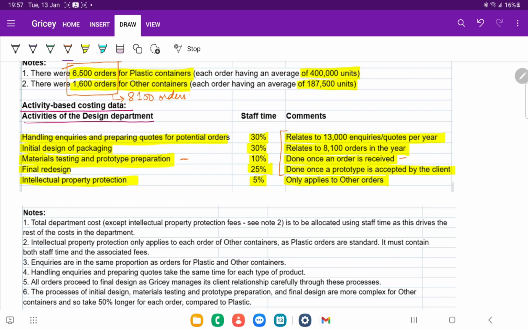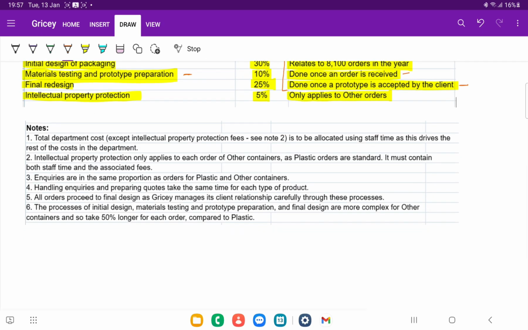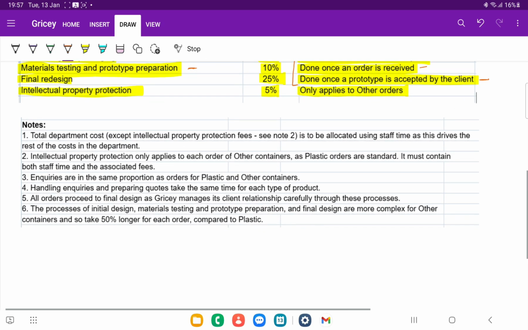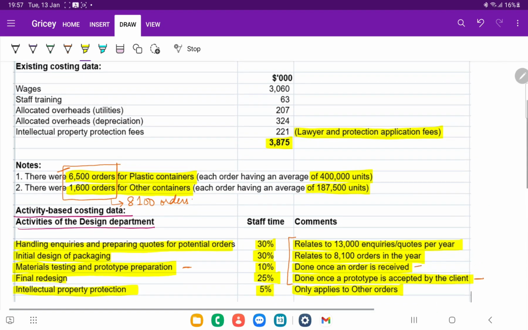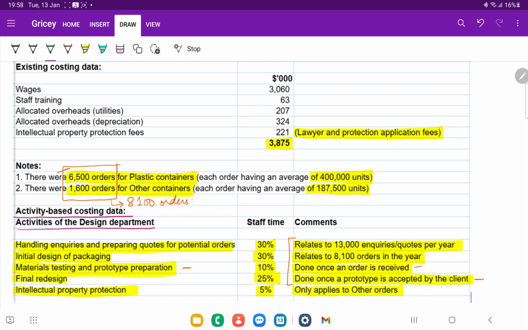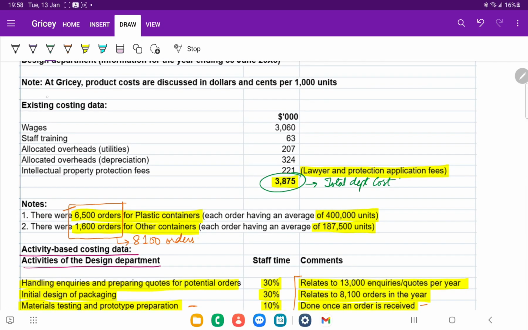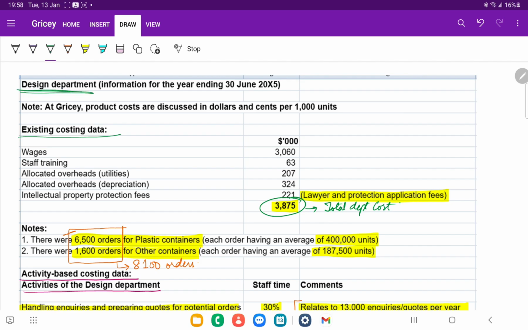Then they are saying final redesign is done once a prototype is accepted by the client. So again, this is equal to the number of orders. Intellectual property protection only applies to other orders, right? So let's move to the notes. Now these notes are extremely important. The total department cost is actually referring to this one, total departmental cost. Right, because this is existing cost data and this is the overall design department cost data, right?